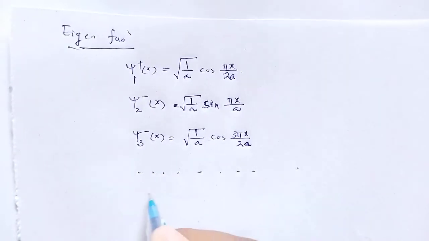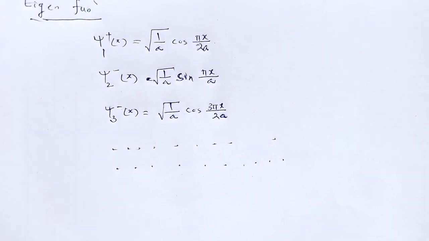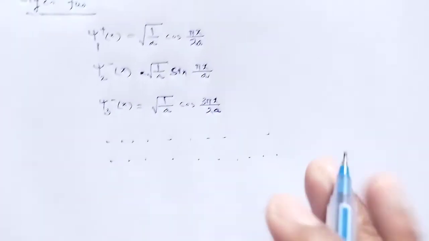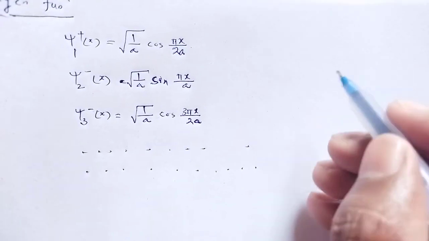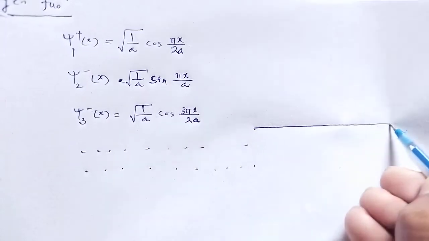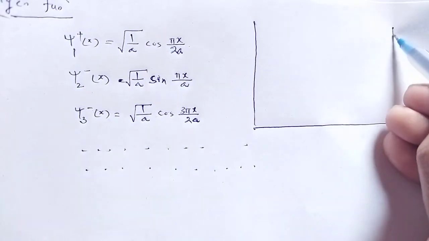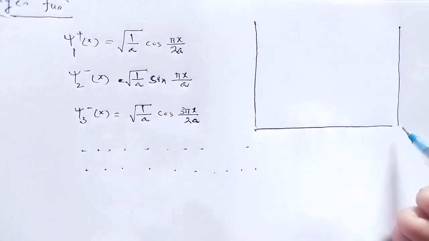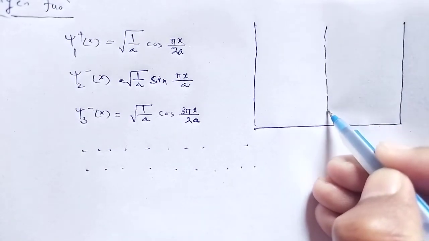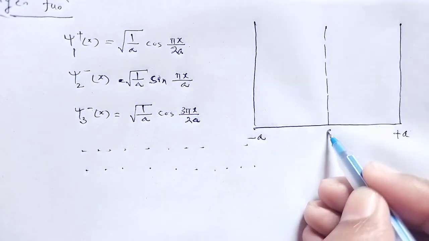In this way the eigen functions continue. So we graphically represent these eigen functions as follows, with minus a, plus a and the origin.